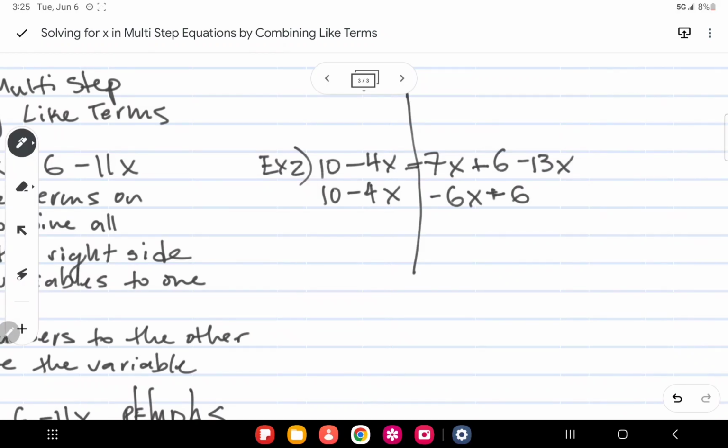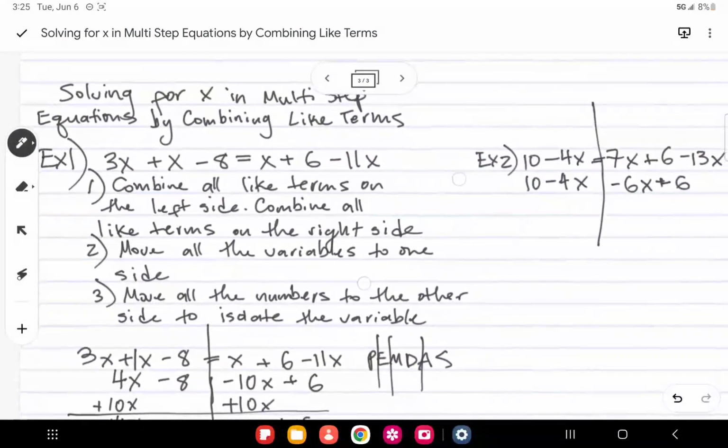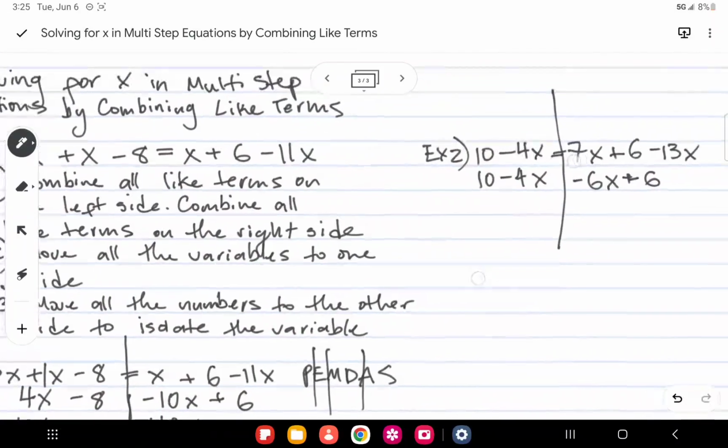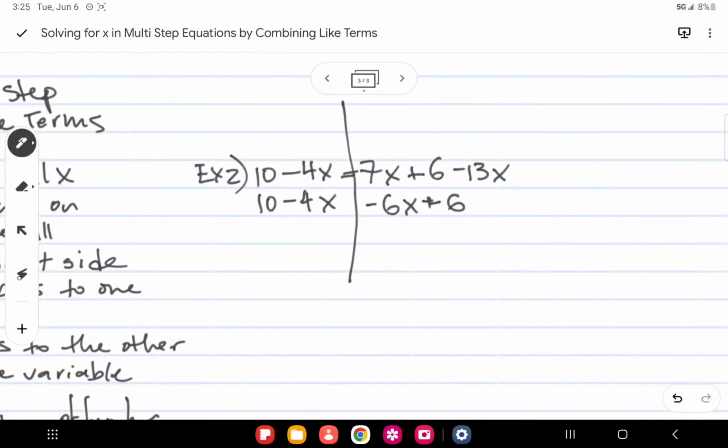Okay? So now, the second step is move all the variables to one side. You can move them to the right or to the left. Preferably, I like to move them to the left. So now we will move this variable on the right side onto the left side.